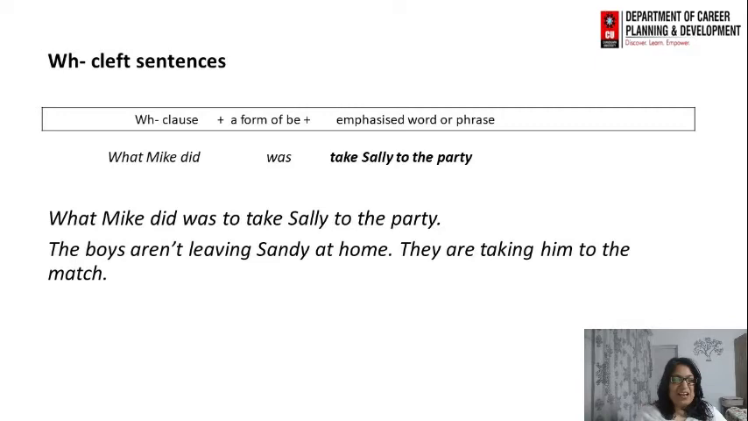Right? So if we highlight a verb in the continuous or perfect, the form of do matches it. Let me give you another sentence here. The boys aren't leaving Sandy at home. They are taking him to the match. So: what the boys are doing is taking Sandy to the match. The old members are absent, but the new members have taken their seats in the assembly. What the new members have done is taking their seats in the assembly.